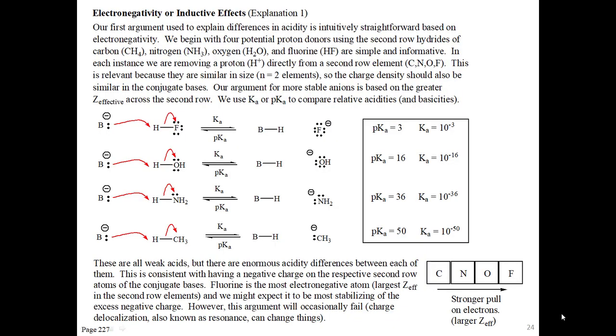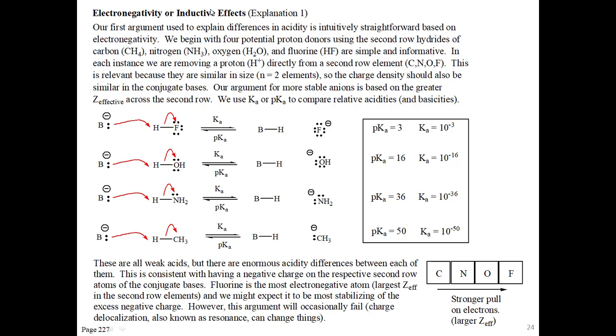Hello, in this second lecture on acid-base, we're going to continue where we left off. In this part, we're going to look at some reasons for why acids are strong or weak, related to why their conjugate bases are very stable or less stable. Okay, so the first reason we're going to use is a pretty logical reason.